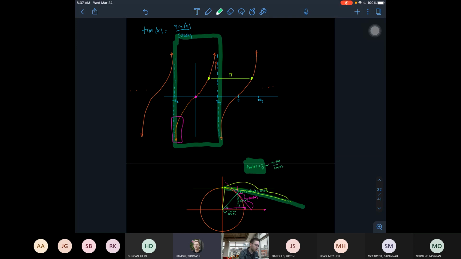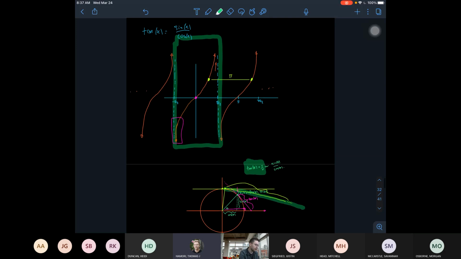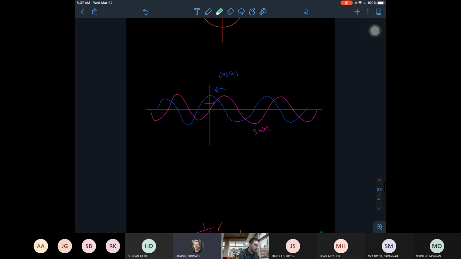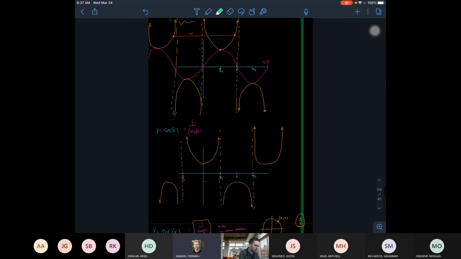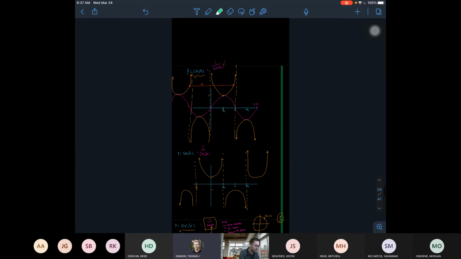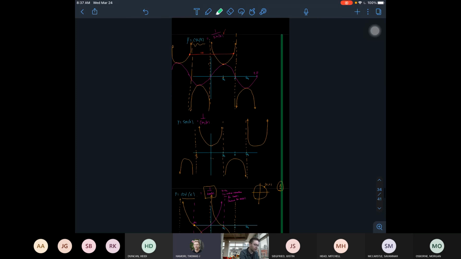Okay, so that was the tangent graph, which is really the most important one of the three that we learned. And then we've also got cosecant of x and secant of x and cotangent of x. For these three, what I would memorize, or what I would take away from this lecture, is they look like these kind of repeated u's and n's.